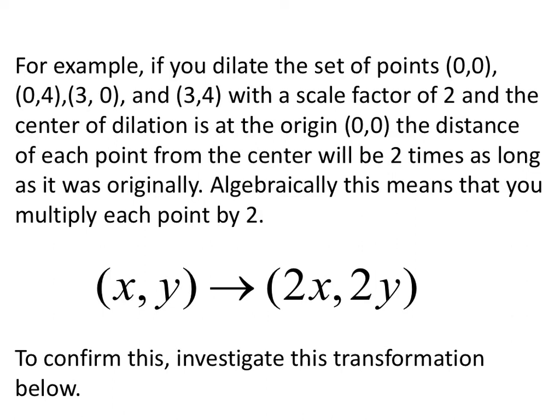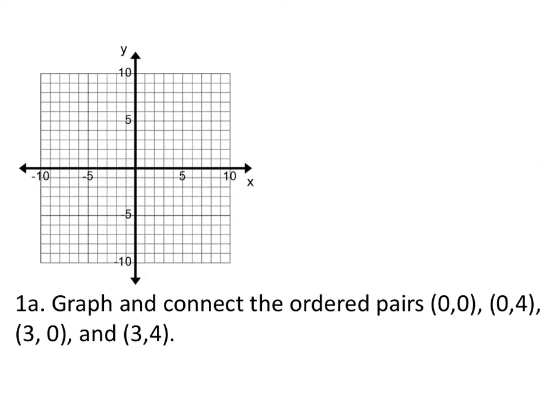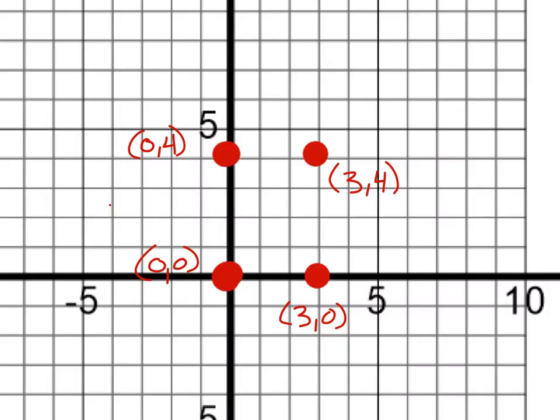To confirm this, investigate this transformation below. 1a, graph and connect the ordered pairs (0, 0), (0, 4), (3, 0), and (3, 4). Take a minute to do that with your neighbor. Alright, so let's put these points on here. We got (0, 0), (0, 4), (3, 0), and also (3, 4). So that gives us these points. I'm going to go ahead and label these also. And let's go ahead and connect these points to show the rectangle. There we go.